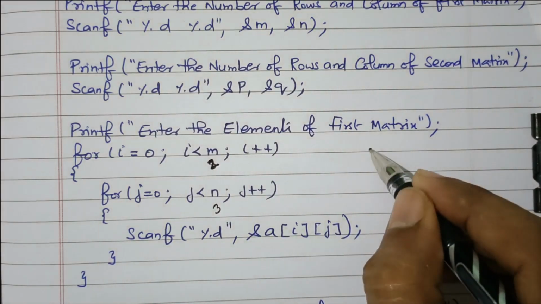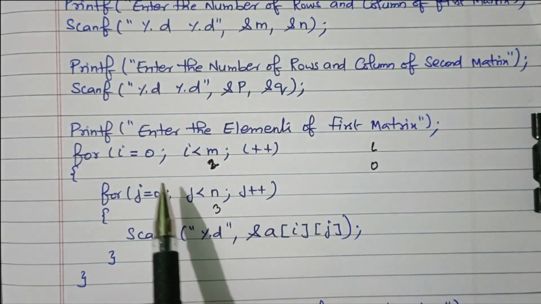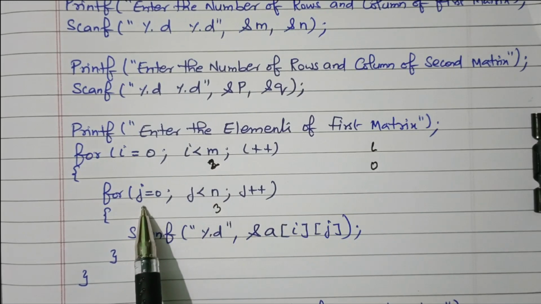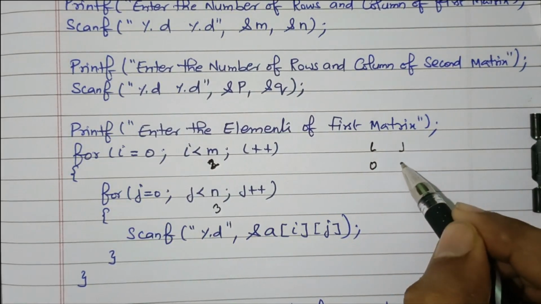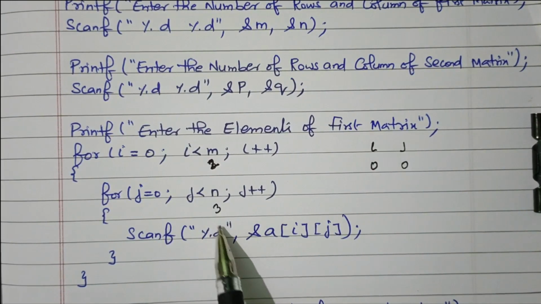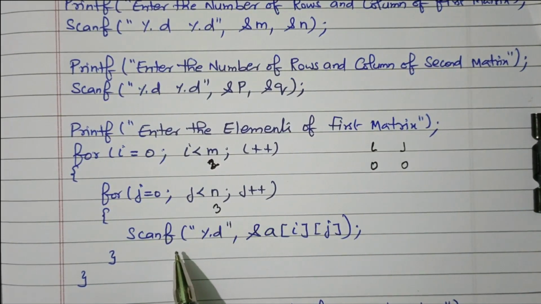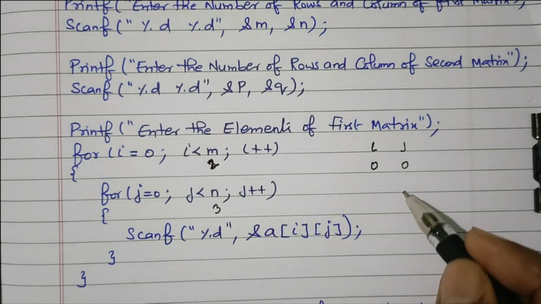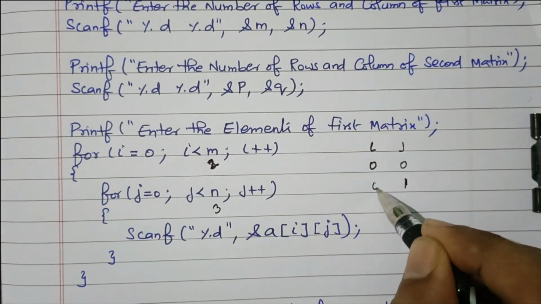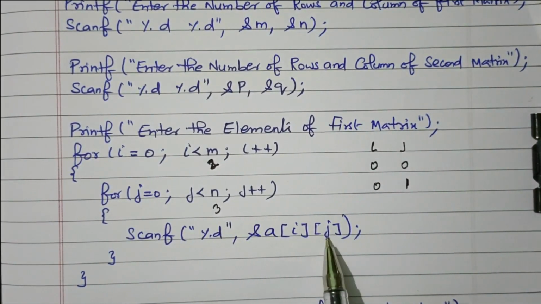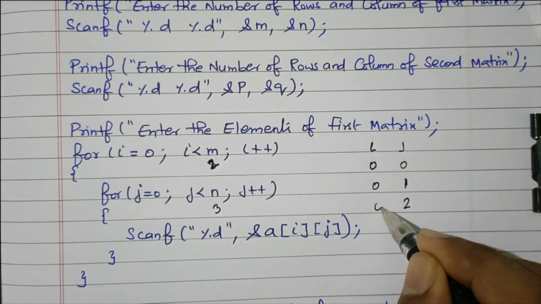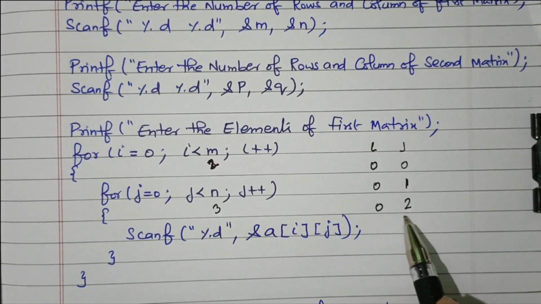How will it vary? First I equal to 0, I value is 0, right? The condition is correct, so it will go to the inner loop. J also 0, this condition is correct, so it will scan the first data and store it in A of 0 0. Then J plus plus, J becomes 1, I remains 0 only. So the second element is stored in 0 1. Then J is incremented to 2, I is 0. The third element is stored in 0 2, right?